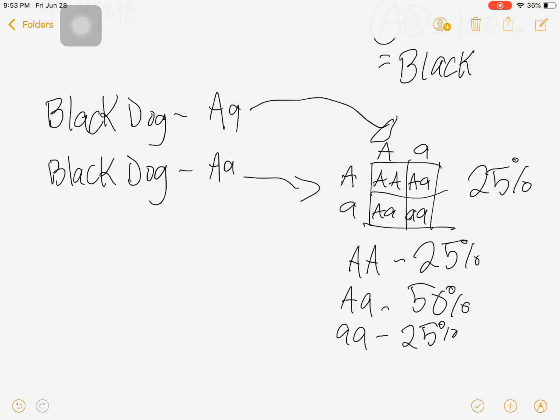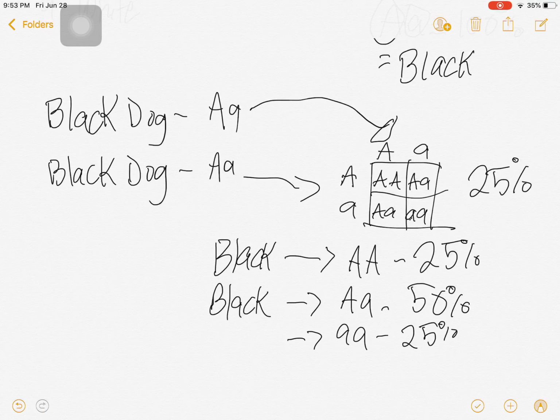So what this means is that there's a 25% chance that their dog will be black with a homozygous gene pair, a 50% chance that the dog will be black but with a heterozygous gene pair, and a 25% chance that the puppy will be white. So just because they're two black dogs, there's still a good percentage chance that their dog could be white.